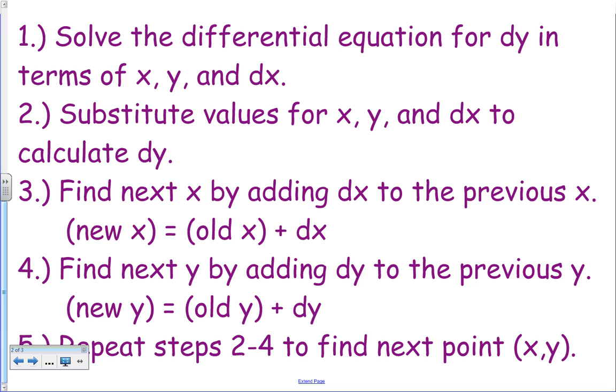So the last step of this is to keep repeating this. Repeat steps 2 through 4 to find the next xy point. And once you get that point, you plug that back in and repeat the process. And it keeps going on over and over again. Whatever your new output is, your new x and y value, those become the input the next time around.